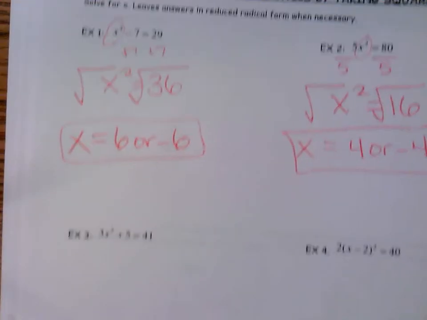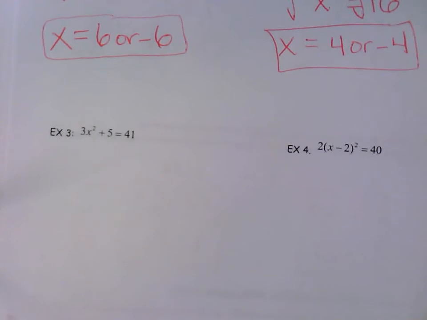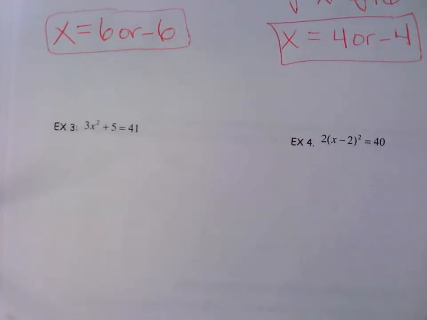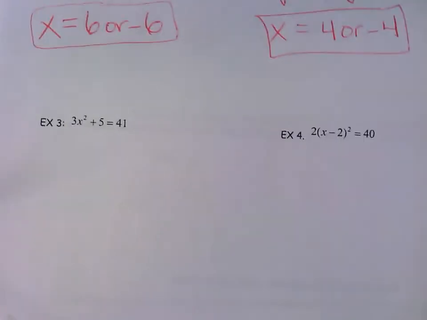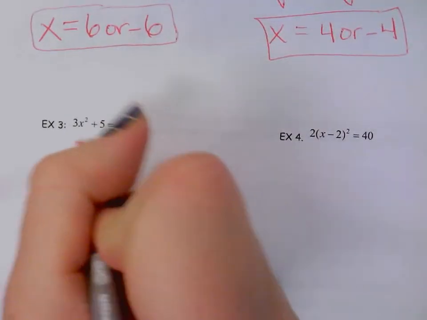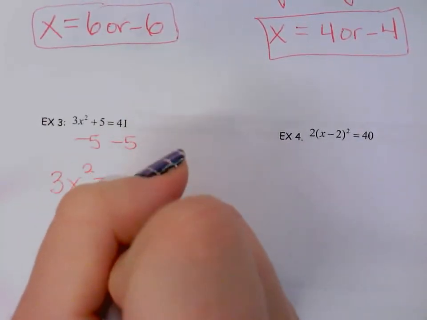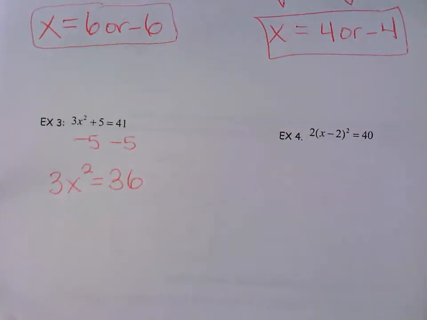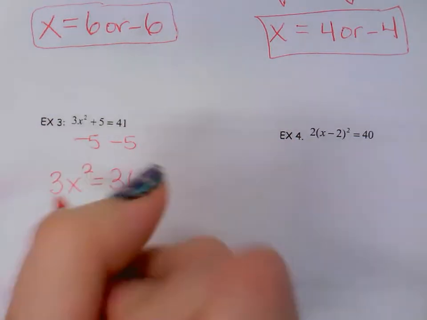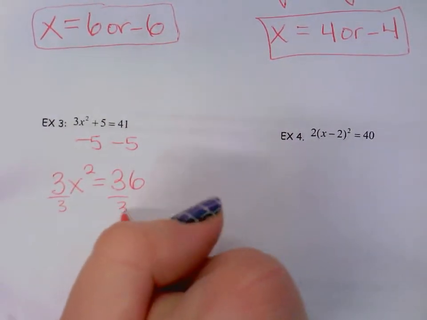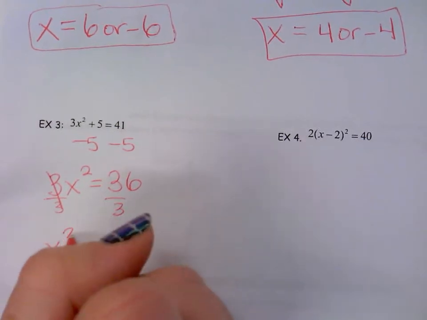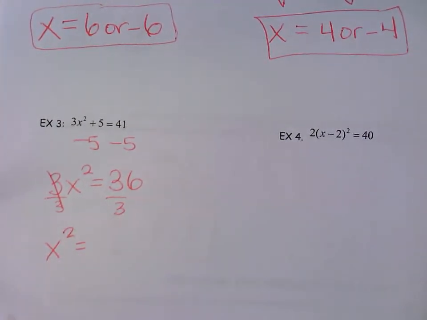Number 3 is going to be a two-step equation. What would I do first to get x squared by itself? Subtract 5 is my first step. So I have 3x squared equals, that would be 36, right? What's my next step to get x squared by itself? Divide by 3. So x squared equals 12.